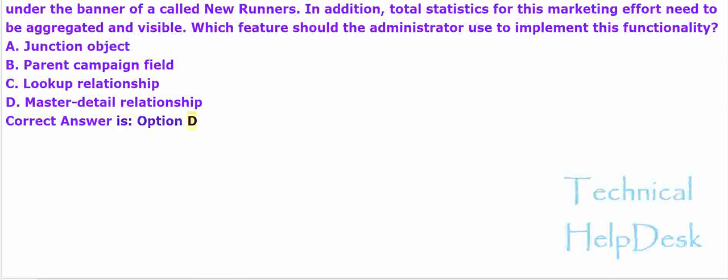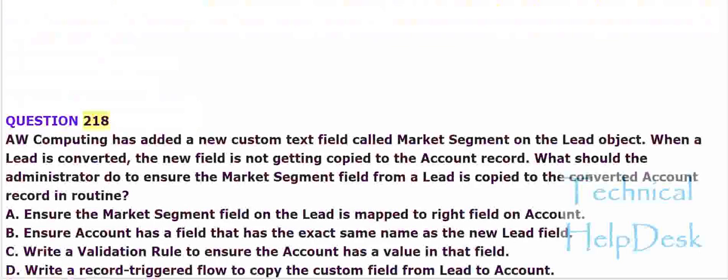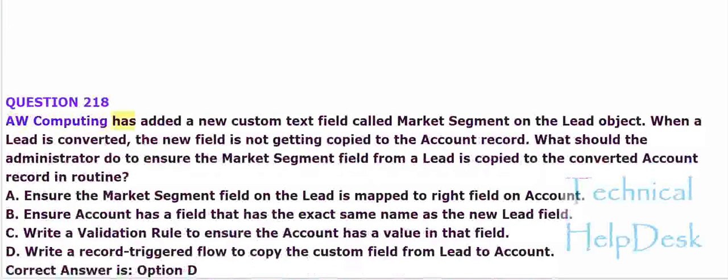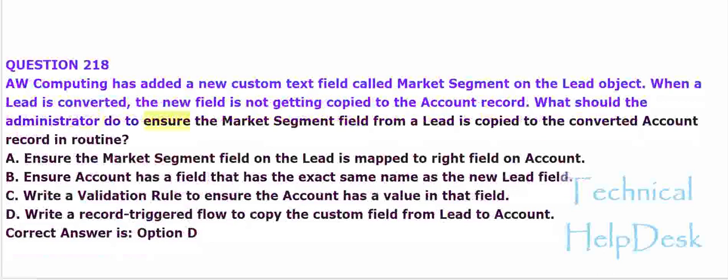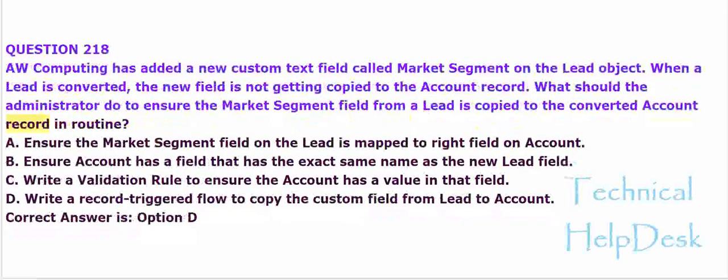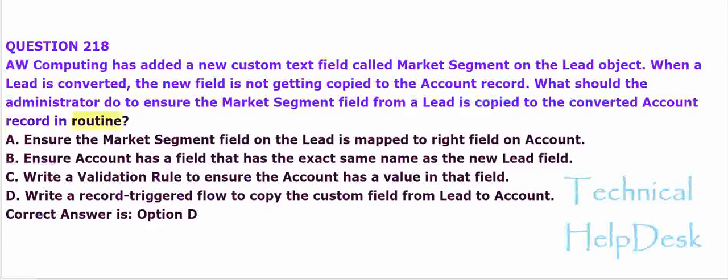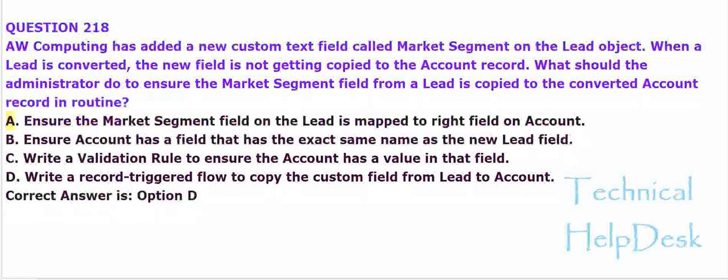Question 218. A company has added a new custom text field called Market Segment on the lead object. When a lead is converted, the new field is not getting copied to the account record. What should the administrator do to ensure the market segment field from a lead is copied to the converted account record in routine? A. Ensure the market segment field on the lead is mapped to the right field on account.